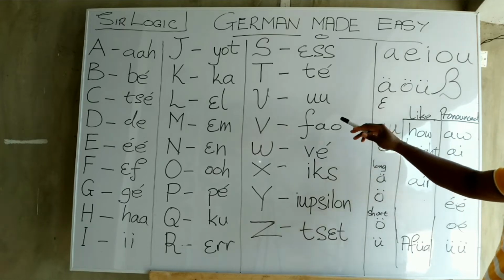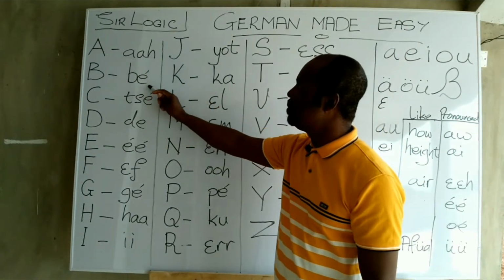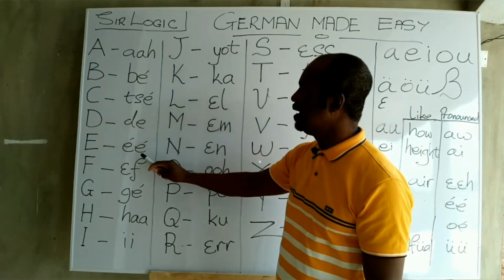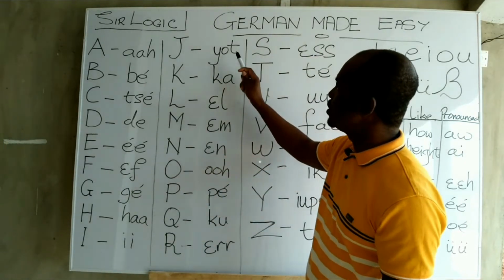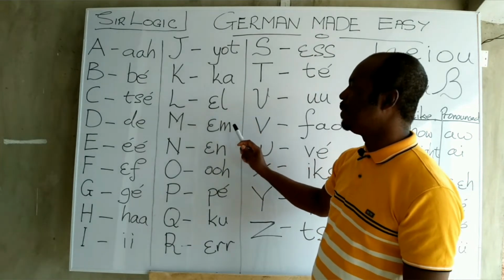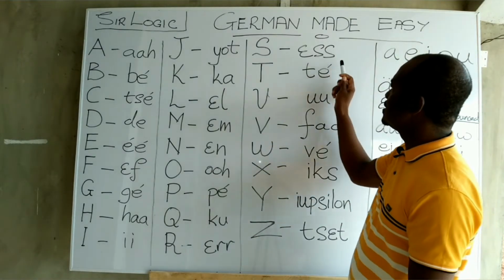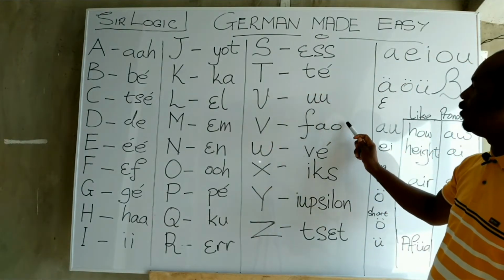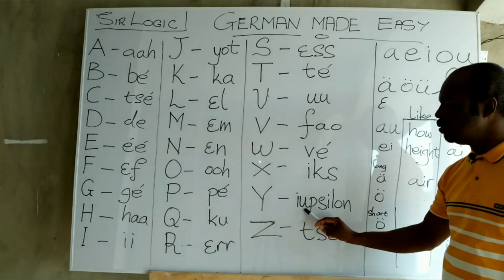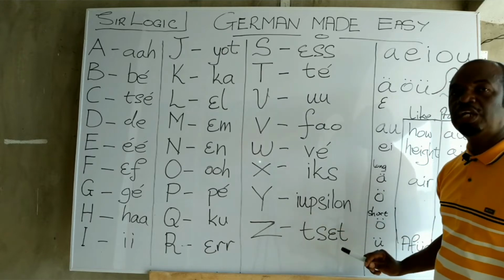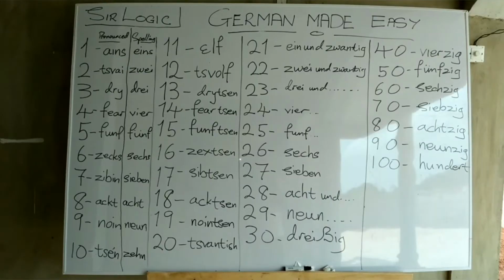So let's go through the ABC once again before we turn to the next page. A, B, C, D, E, F, G, H, I, J, K, L, M, N, O, P, Q, R, S, T, U, V, W, X, Y, Z. Beautiful.